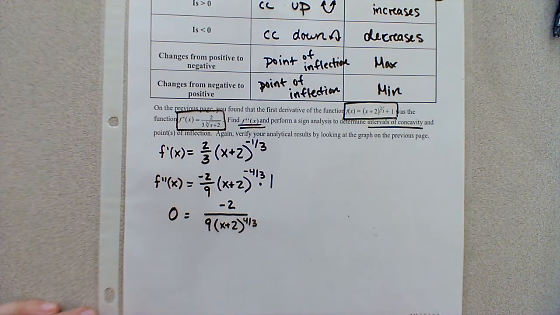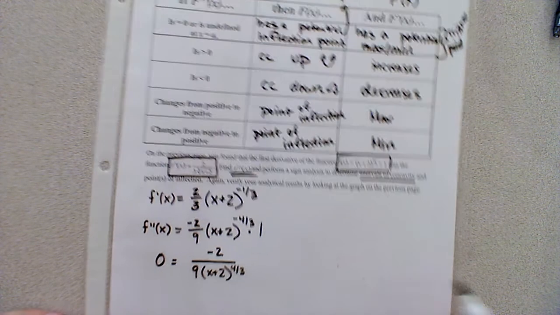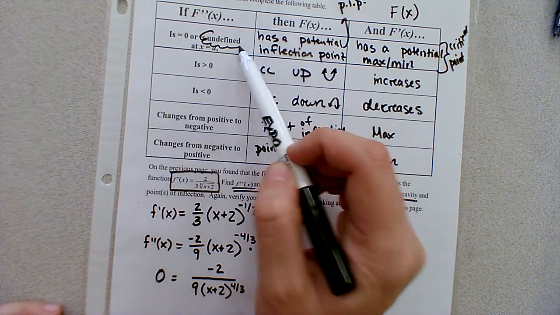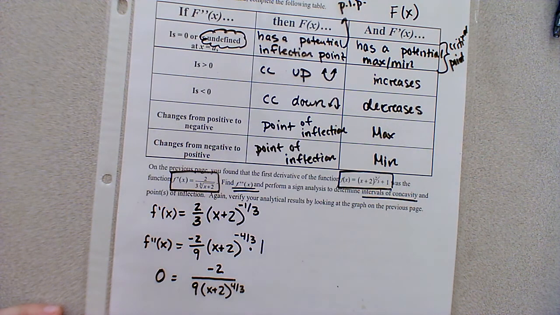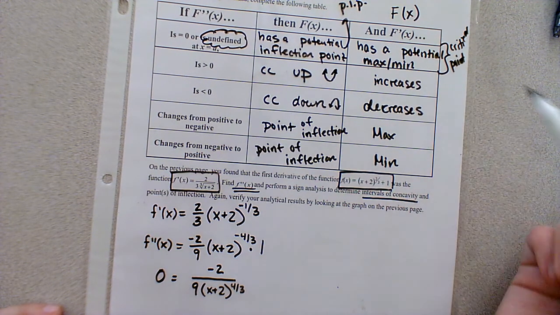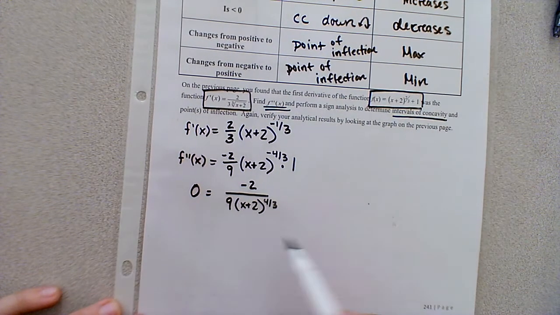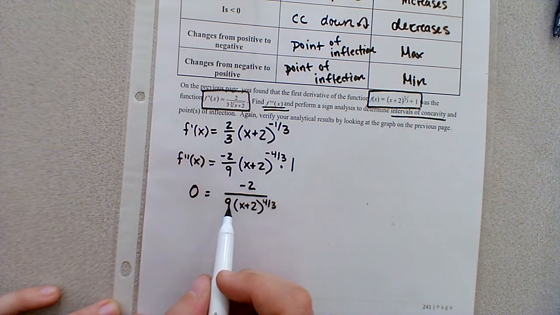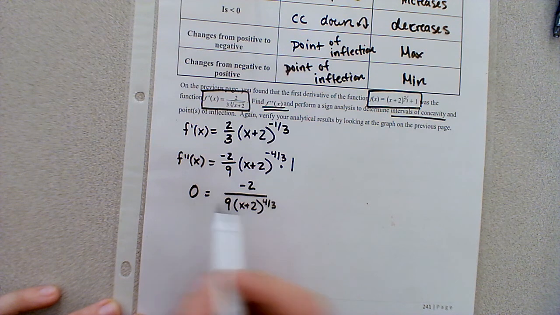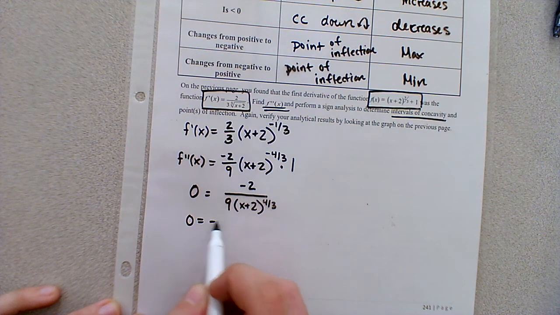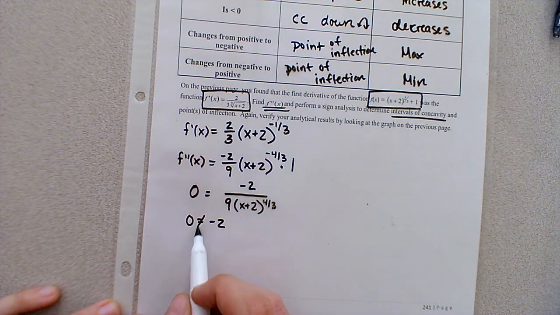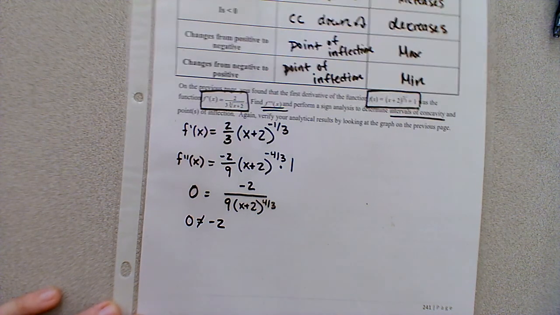But we also have to pay attention to if it's undefined anywhere. Okay, so do we have a hidden, if you will, point of inflection, or PIP, or possible point of inflection, or a critical point, however you want to look at it. So clearly, if we multiply this denominator over, we'd get 0 equals negative 2. So by setting it equal to 0, we're not getting any possible inflection points that way.